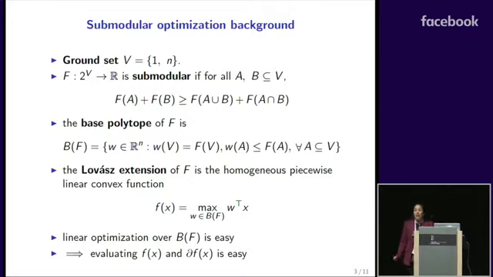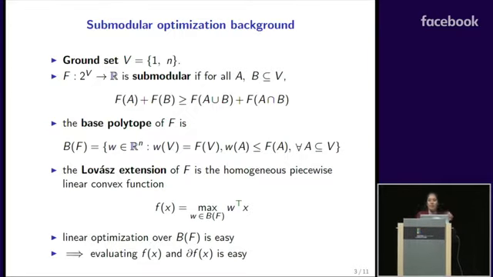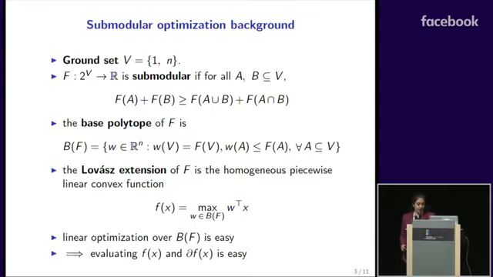Using Edmonds' greedy algorithm, you can do it simply by sorting the elements of the vector x and evaluating the submodular function n times. That's important because often submodular function evaluation is hard. So we want to solve our problem by evaluating the submodular function as few times as possible. So this means that we can evaluate the Lovász extension and its subgradient easily.